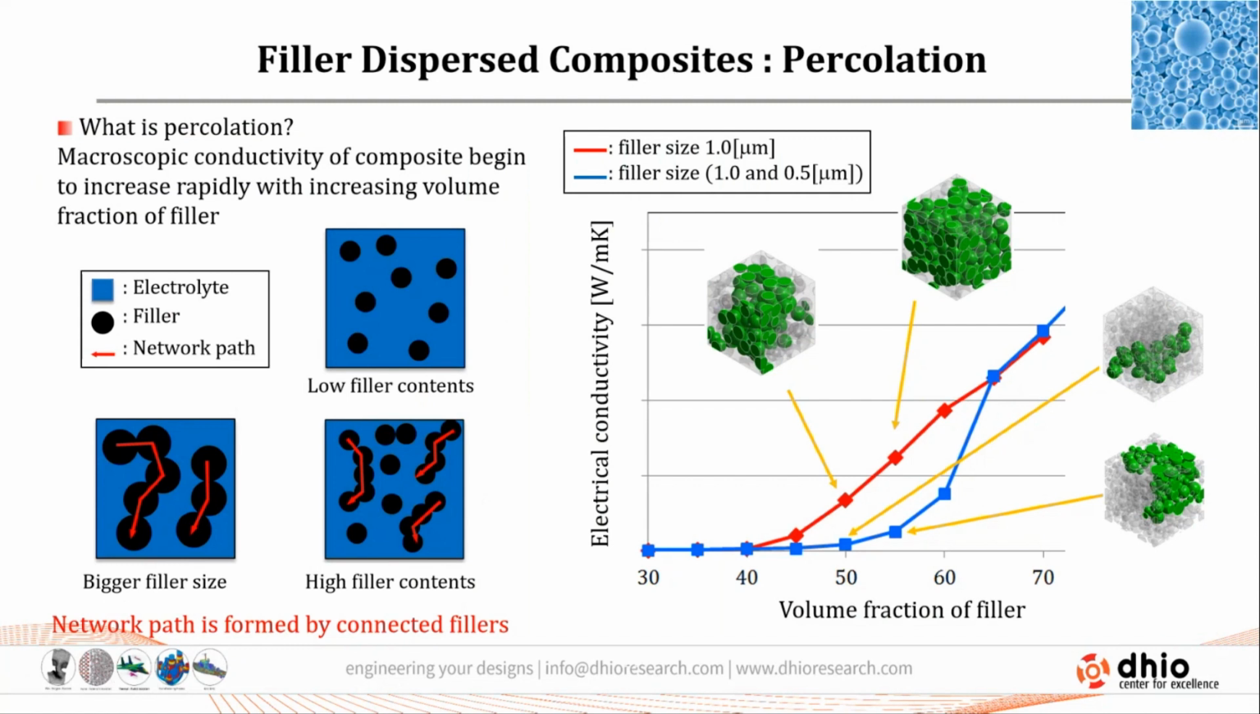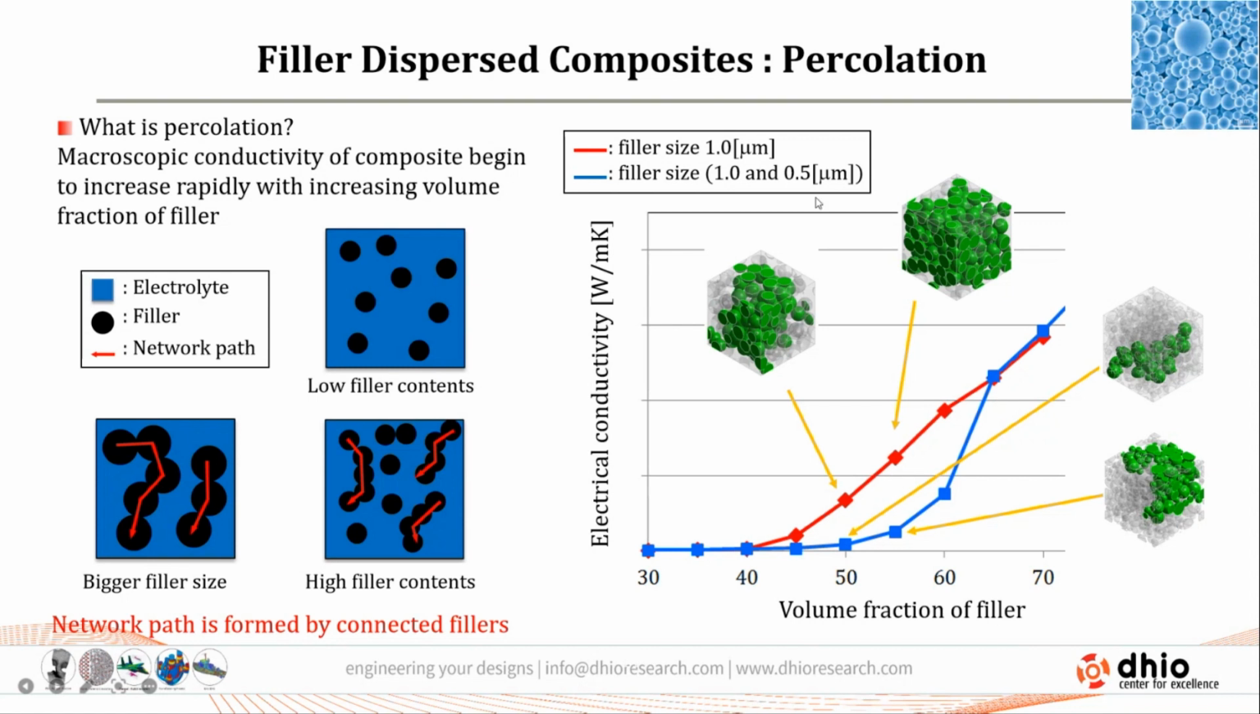Here there is one example where we can see how the filler sizes are affecting the electrical conductivity. You can see the electrical conductivity varying as a function of the volume fraction of the filler. The red plot says the filler size is around 1 micron, whereas the blue one says there are filler sizes of both 1 micron as well as 0.5 micron.